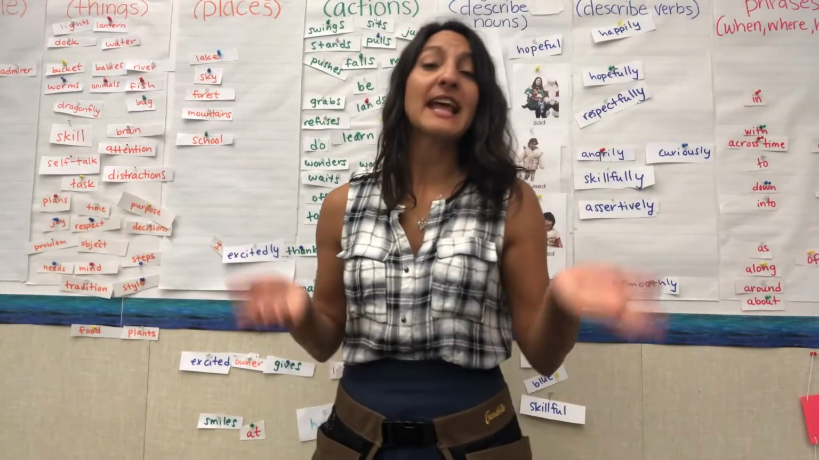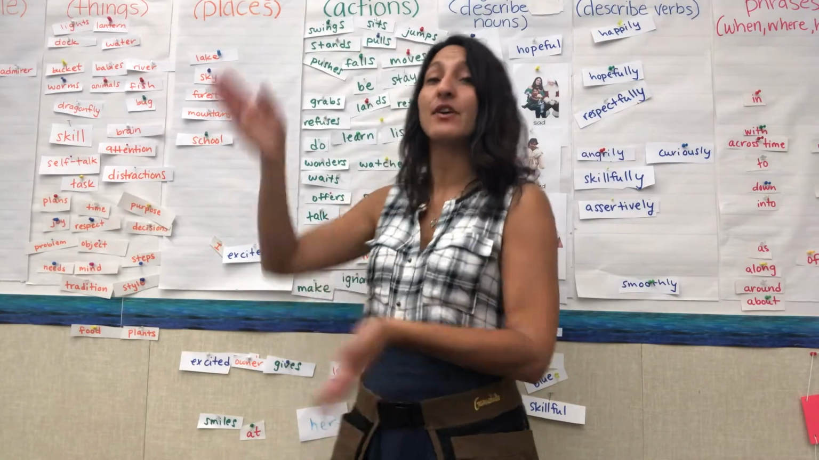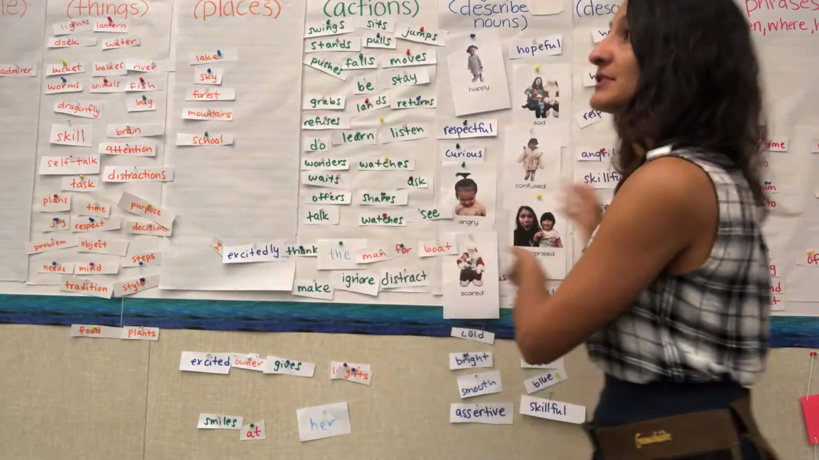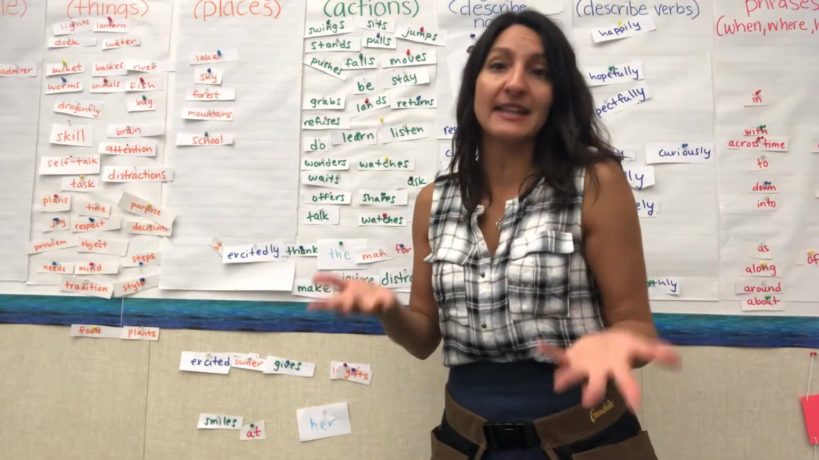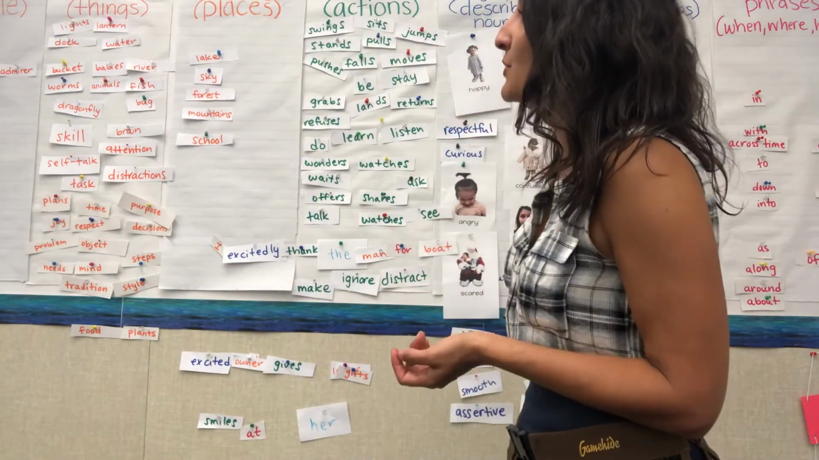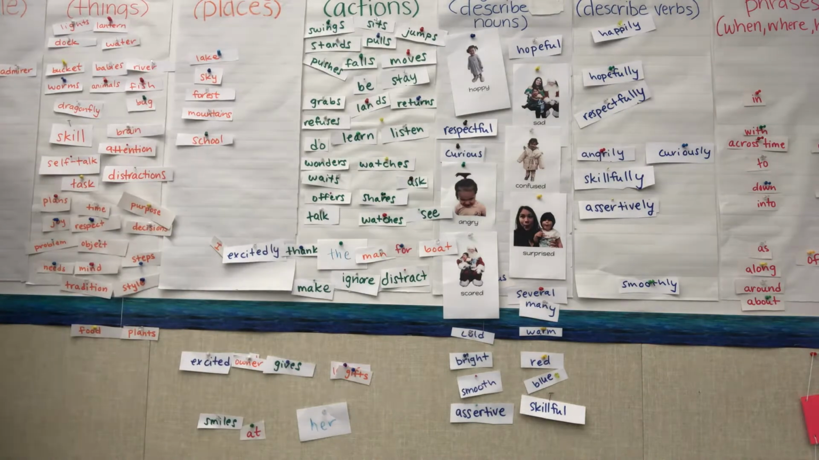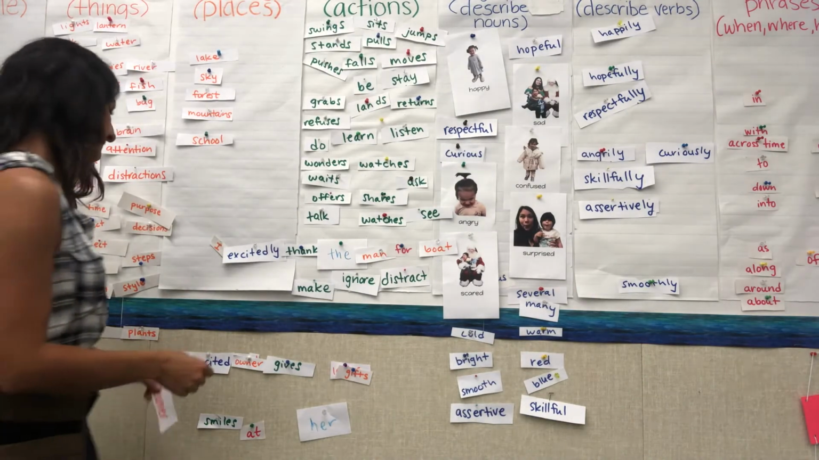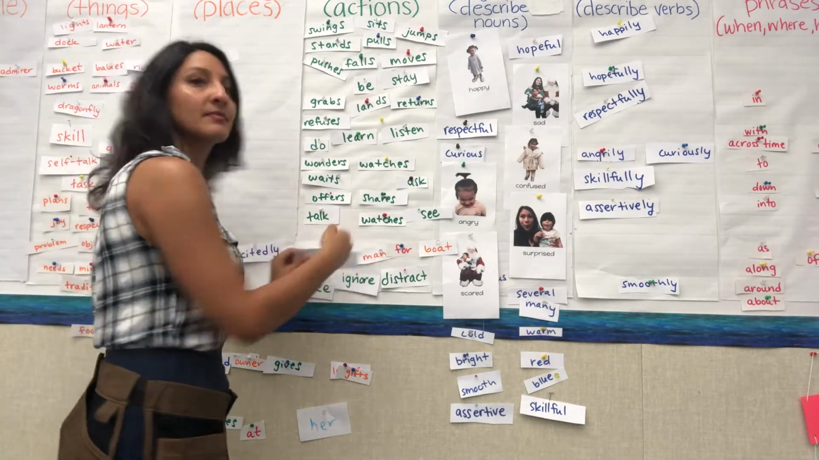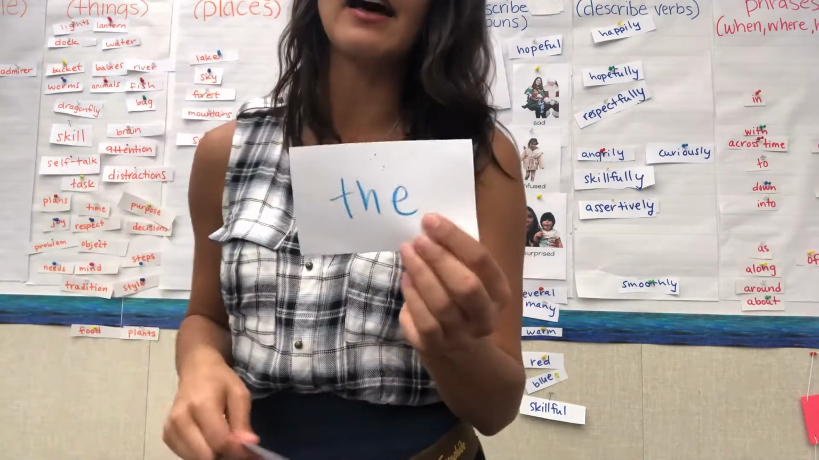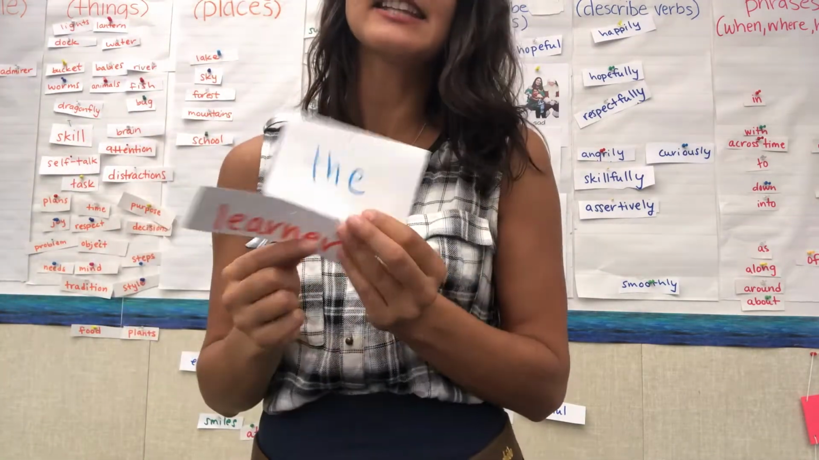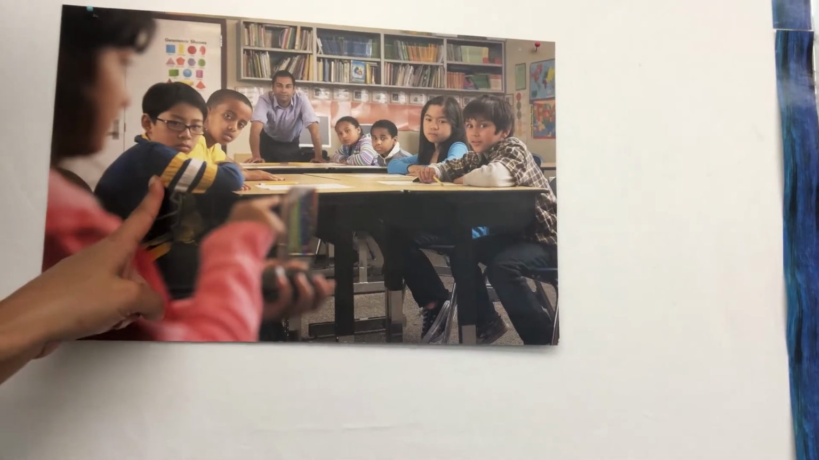Let's build sentences. What sentence can you write or say to tell me about what's happening in the picture? Remember, to write and build a sentence, you need to have each of the different parts of speech. So let's start with a noun. So let's start with the learner. The learner. Let's take a closer look at the picture. What is the learner doing? How could we describe this learner?